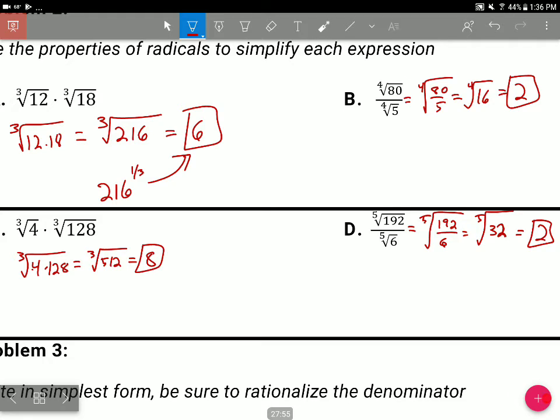All right, so where did I get the 512? 4 times 128 is 512. And you can shove that in your calculator. 512 to the 1/3 will give you 8. Okay? Same thing over here. 192 divided by 6. 32.